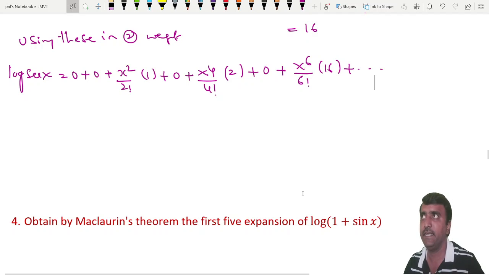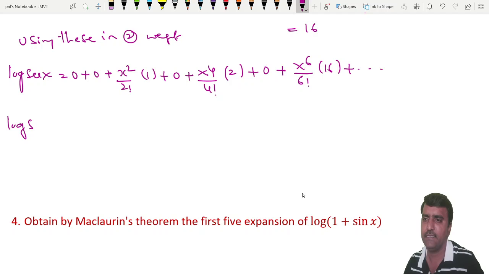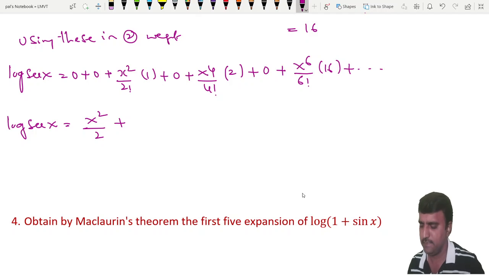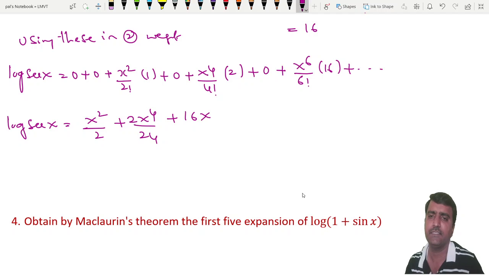So that is log of secant x. Log of secant x is equal to x square by 2 plus 2x to the power 4 divided by 4 factorial. 4 factorial can be written as 24, so 2 into x to the power 4 by 24, plus 16 into x to the power 6 by 6 factorial. 6 factorial can be written as 720.